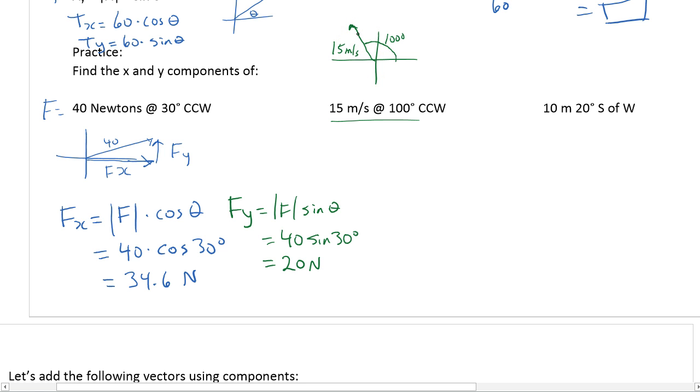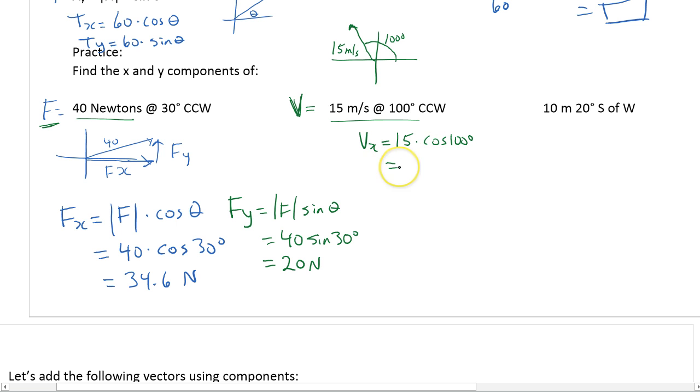So this is pretty neat that we can just follow that same pattern. I called this one f because it looks like a force vector. This looks like a velocity vector, so I'm going to call this v. Okay, so I'll say vx is going to be equal to, look at the same idea. The value of this is 15 times the cos of 100 degrees.